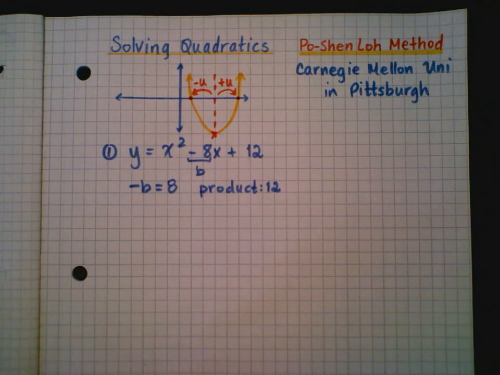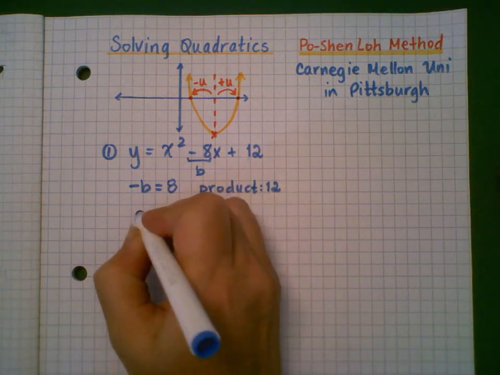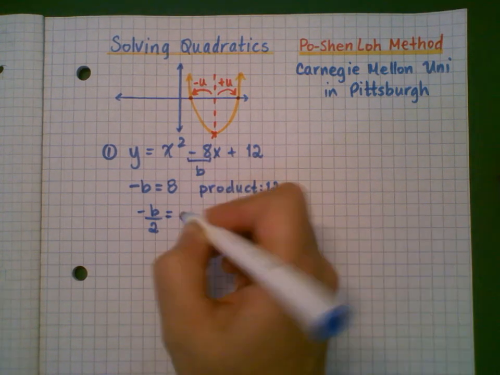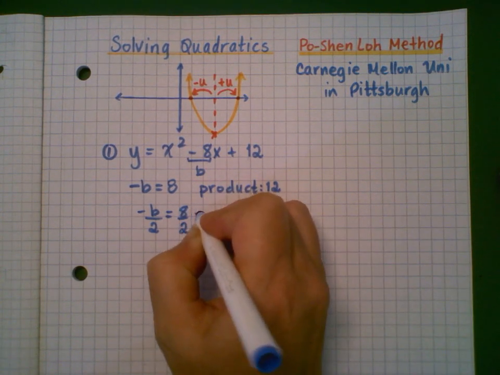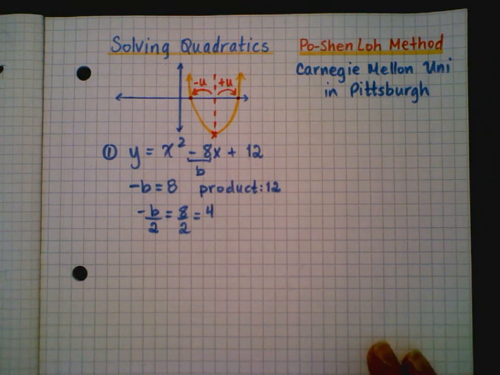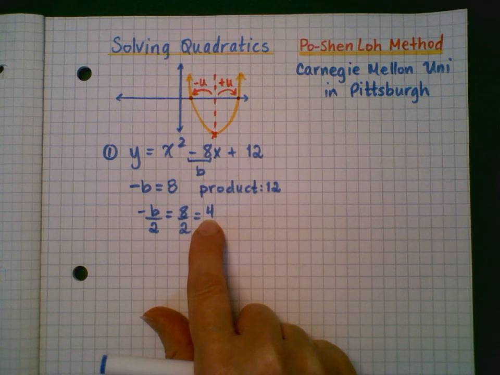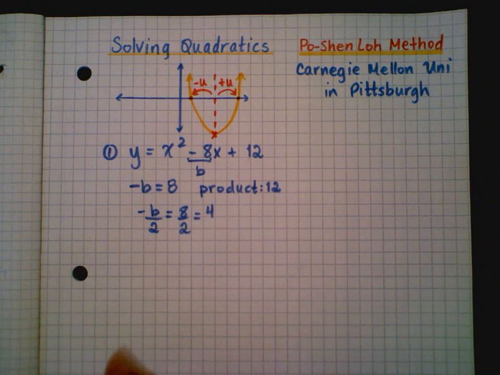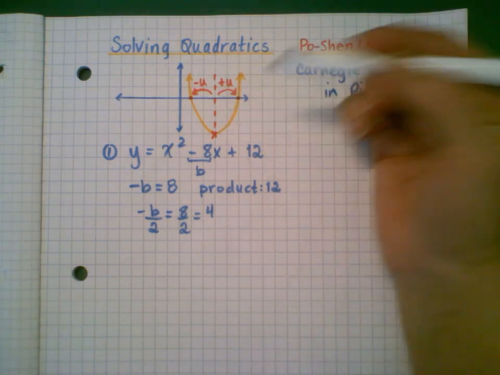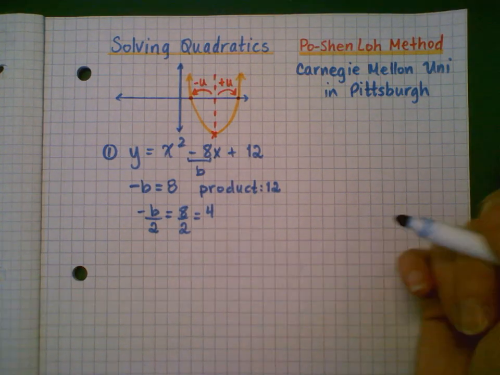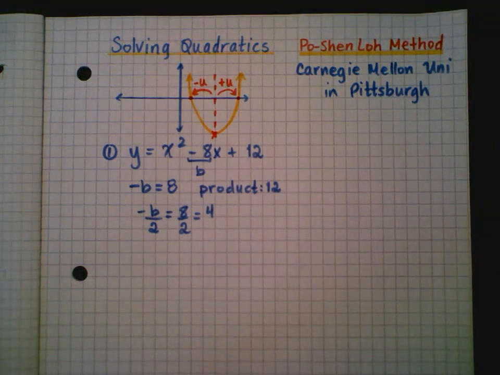Now, I'm going to take that negative b and I'm going to divide it by 2. And that's 8 over 2, which is 4. So this value of negative b over 2, or 4 in this case, is representing where that center line or that line of symmetry would be located on the graph. So that's useful information if you were sketching the graph, for example.